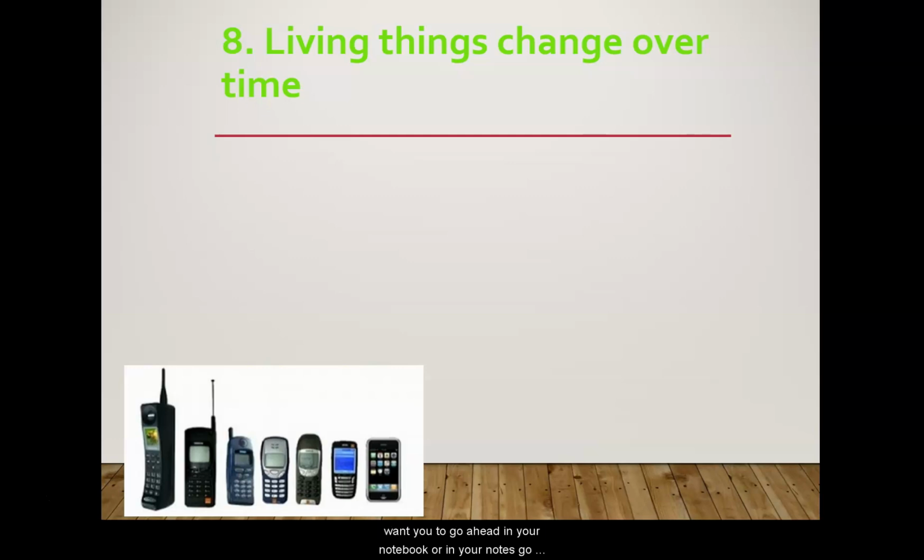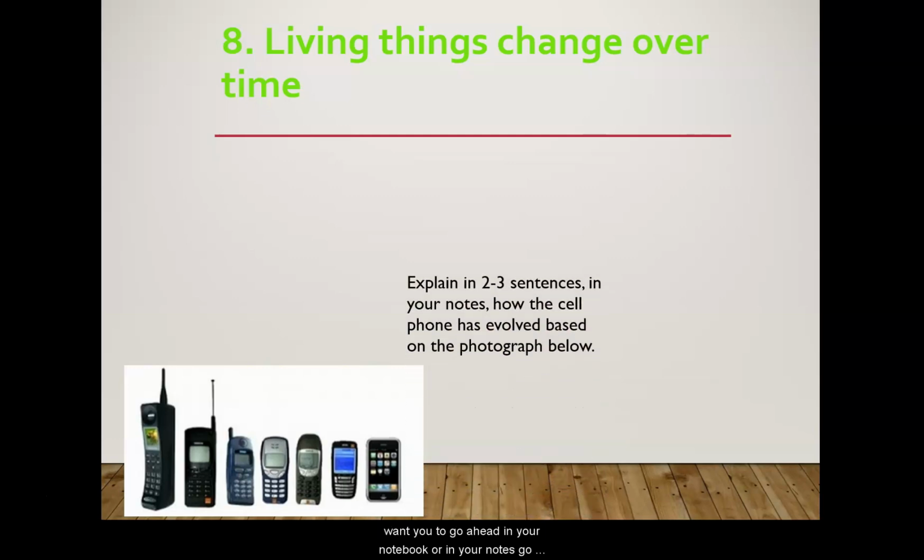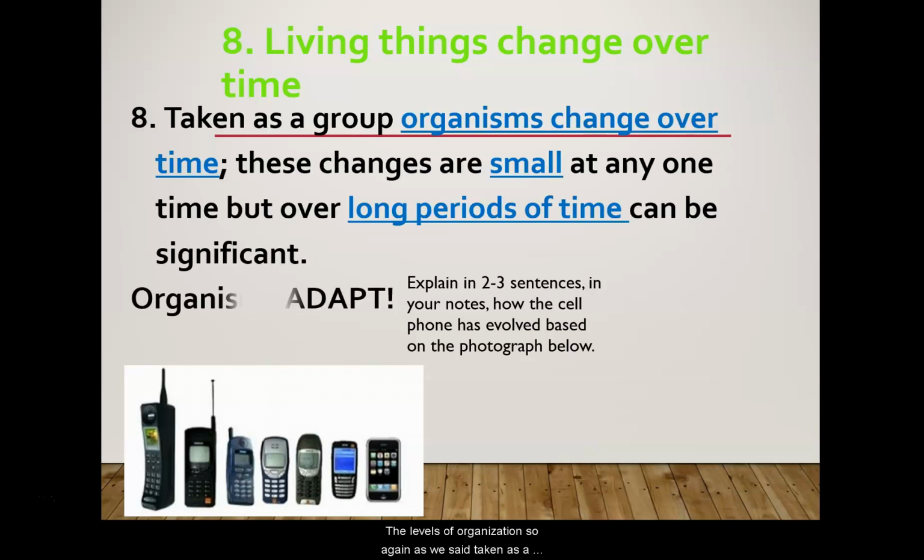And then in 2 to 3 sentences, I want you to go ahead and, in your notebook or in your notes, explain how the cell phone has evolved based on the photograph below. Really look at the details and characteristics and see what you think. Take about 2 minutes. Okay, now we're going to go ahead and move on to our levels of organization.